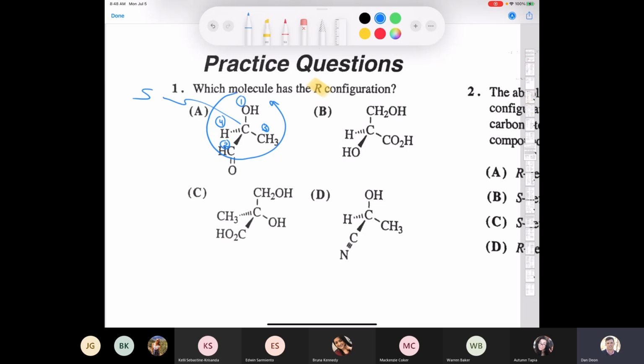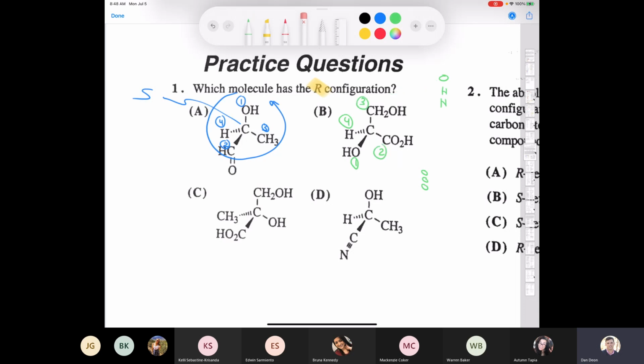If we go over to B, we have the hydrogen in the back again, which I always love. It makes it easier. The oxygen has the highest priority. If you look at this carbon, it's attached to oxygen, oxygen, oxygen, whereas this one is attached to oxygen, hydrogen, hydrogen. So that means that this one would be carbon number 2. This would be carbon number 3.